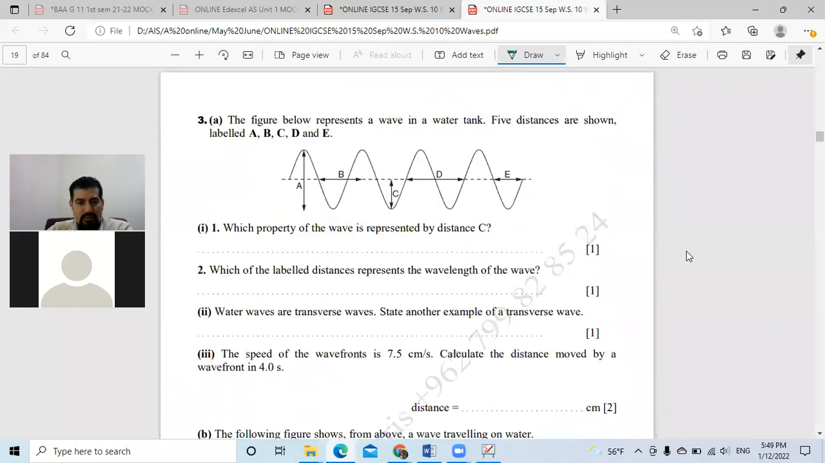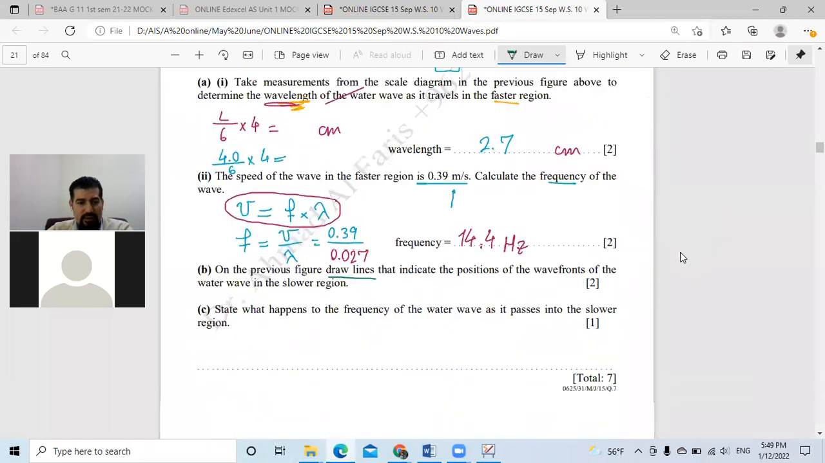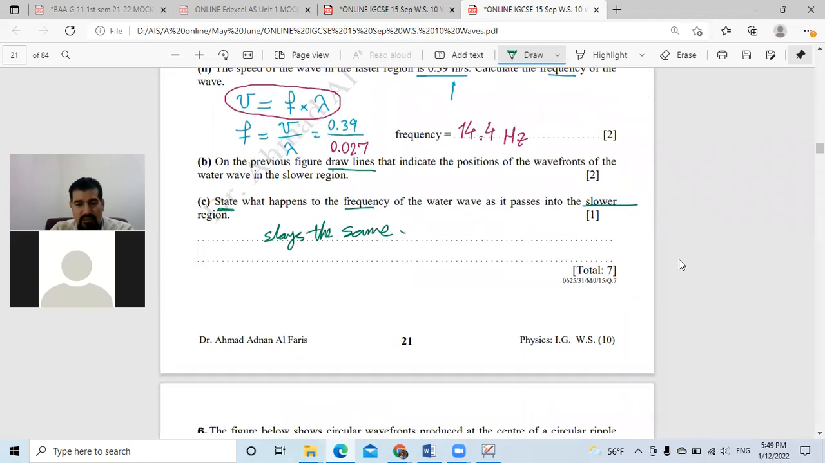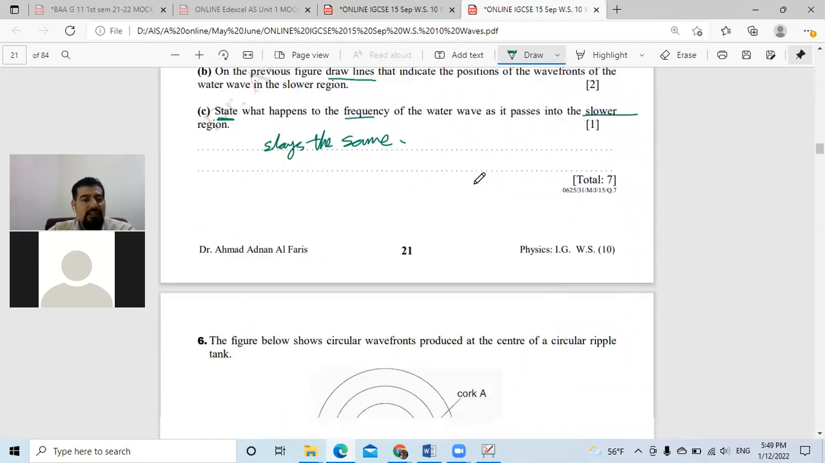So what we did here, we did question number 5 A, B. Let's go to part C. State, that means you already know the answer. State what happens to the frequency of the water wave as it passes the slower region? Shukran Ibrahim, shukran Salma, Marwan, all of you, correct. The frequency stays the same, it doesn't change. Shukran Muhammad. What about you, Hazem? Sidra, I didn't hear from you in a long time. Yalla, participate with us.